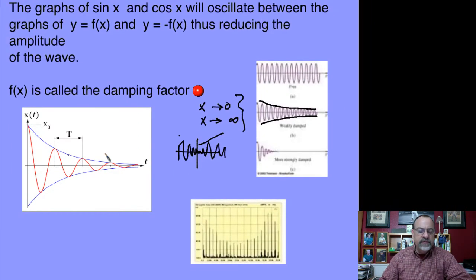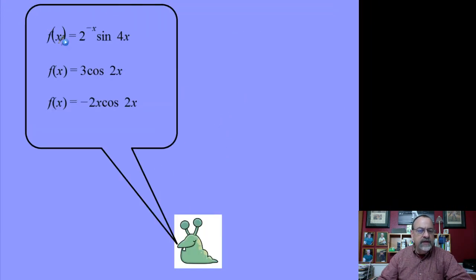So let's take a look at a few examples. If we look at this first example, this 2 to the negative x is an algebraic function. It's an exponential decay. The function is decreasing. So we're multiplying this function by the sine of 4x. So this is being dampened. The dampening factor is 2 to the negative x. That's the dampening factor. Okay? The dampening factor is this function.